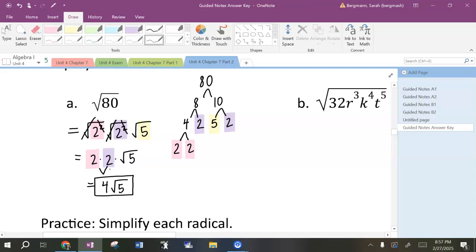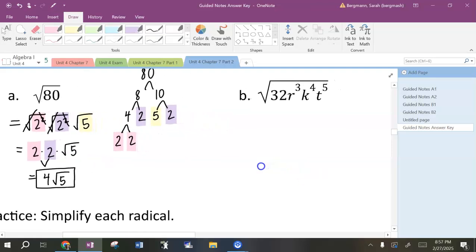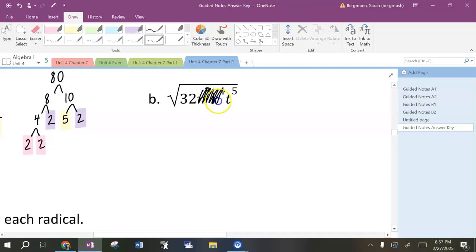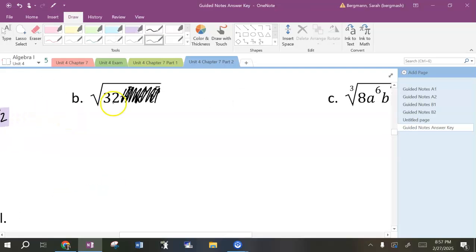Let's do another one that's a little harder. This time it has variables in it as well. So what you're going to do first is you're just going to ignore the variables and look at the number 32. 32 is not a perfect square, so you're going to start with a factor tree. 32 could break down into 16 times 2. 16 could break down into 4 times 4. I know 4 and 4 could break down further, but since it's already a factor pair, I'm going to leave it. 2 is a prime number, it's left alone. So instead of 32, I'm going to write square root of 4 squared, square root of 2.